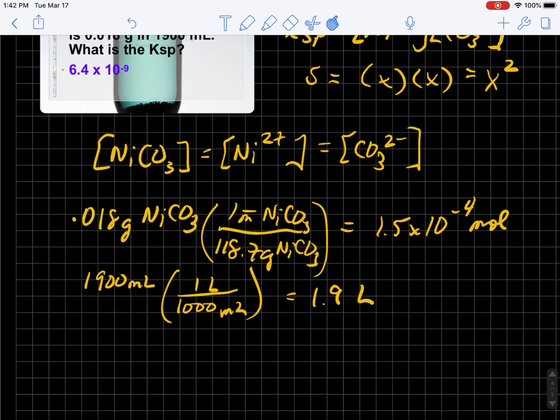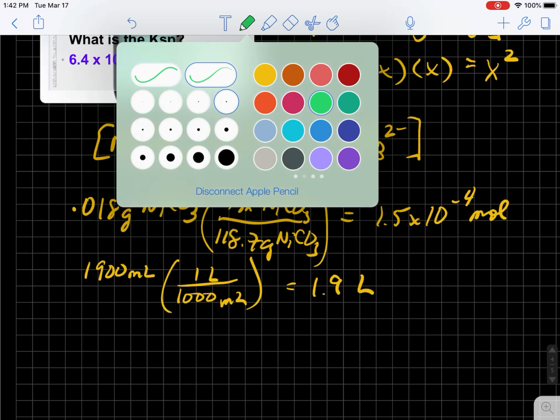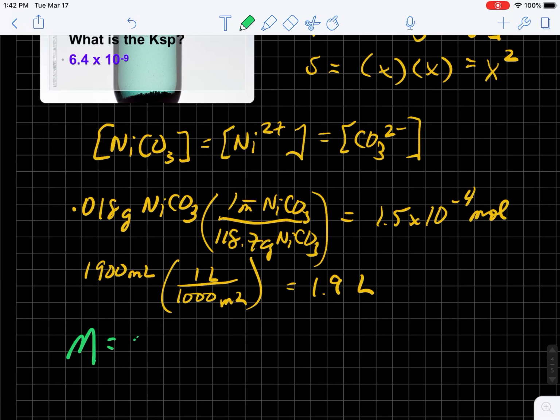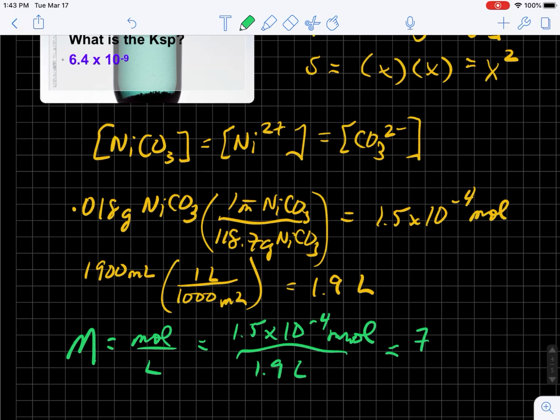Okay, so now I can just come up with the molarity. Substitute in. And let's see if I get what they get. 1.5 exponential negative 4 divided by 1.9. I get 7.9 times 10 to the minus 5.